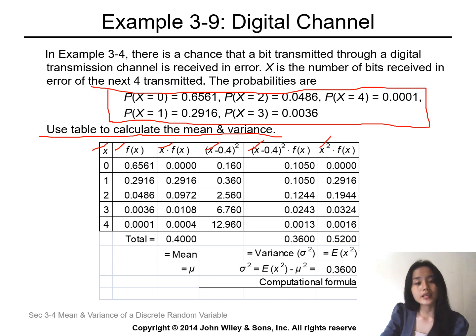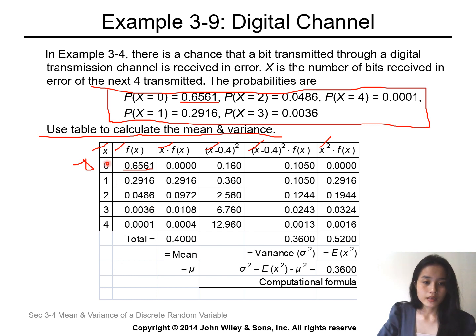For example, in the row for 0, the x is 0 and the corresponding value is 0.6561. So x times f of x, we multiply these and we get 0. For x minus mean squared, to get the mean we take the summation of the values in the x times f of x column, and that is our mean.